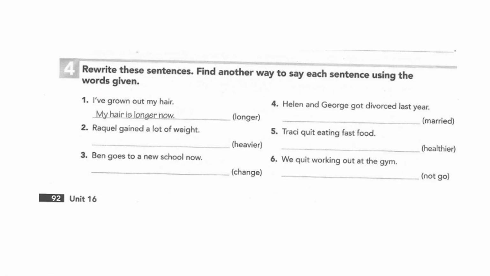Pretty easy. Okay, this is interesting. Here you have to rewrite these sentences by using the words in parentheses, okay? So here again, we're talking about change. For example, I've grown out my hair. I have to say the same thing, but using longer. That's easy. My hair is longer now. So the same thing with the other words that we have in parentheses.